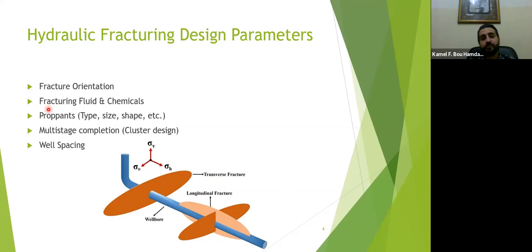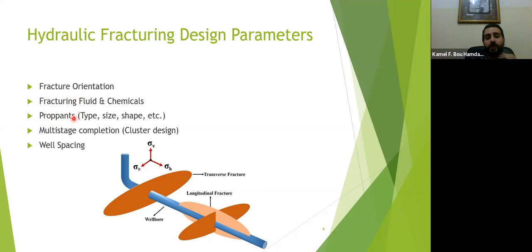Also, we have the fracturing fluid and the chemicals. We have said that fracturing fluid is used to break down the rock, and it also transports the proppants into the fracture. Chemicals are used to decrease some problems related to fracturing fluids. Then we have mentioned proppants. Proppants are the ones that fill the fracture and prevent it from closing down during production.